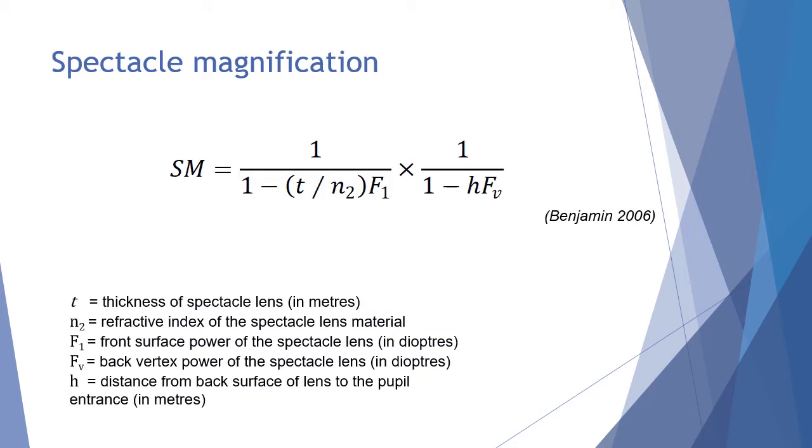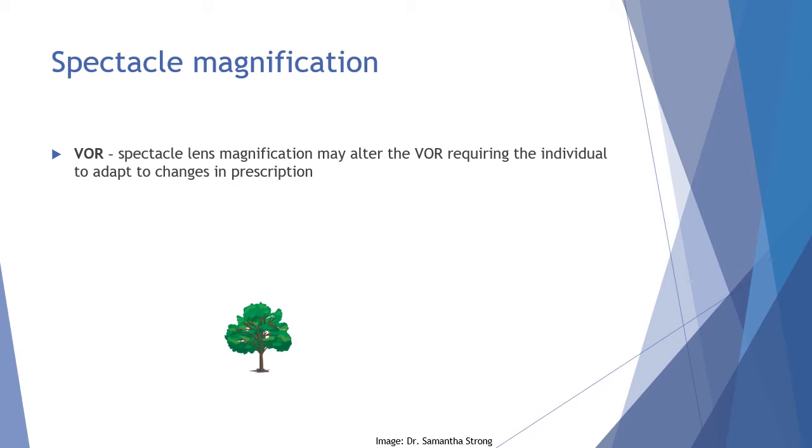So let's throw something else into the mix. What about if the spectacles are magnifying the image? Here's the big scary formula that we've all learnt before. And we all know that if we've got a substantial prescription, we also have a substantial change in the image size. As the image size changes, the VOR gain must change, and eye movements have to be recalibrated. So with a plus lens, we get a larger image, and with a minus lens, of course, we get a smaller image.